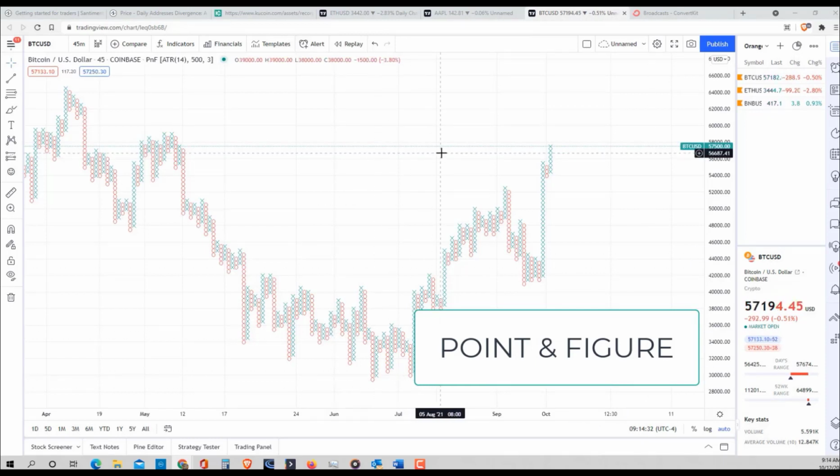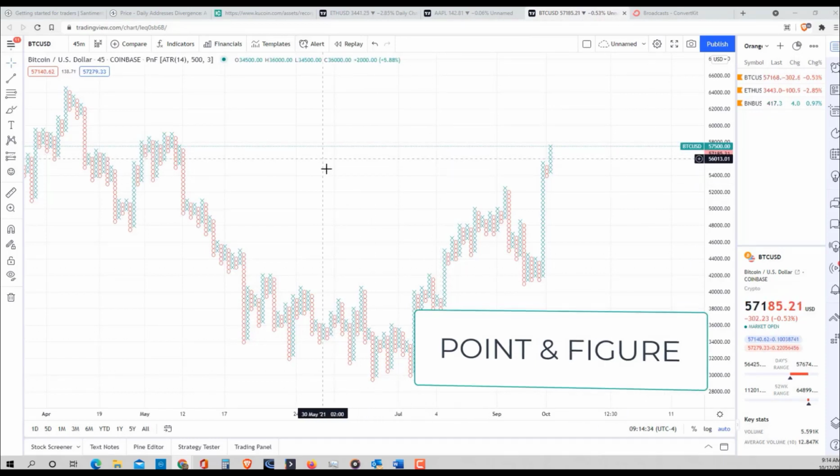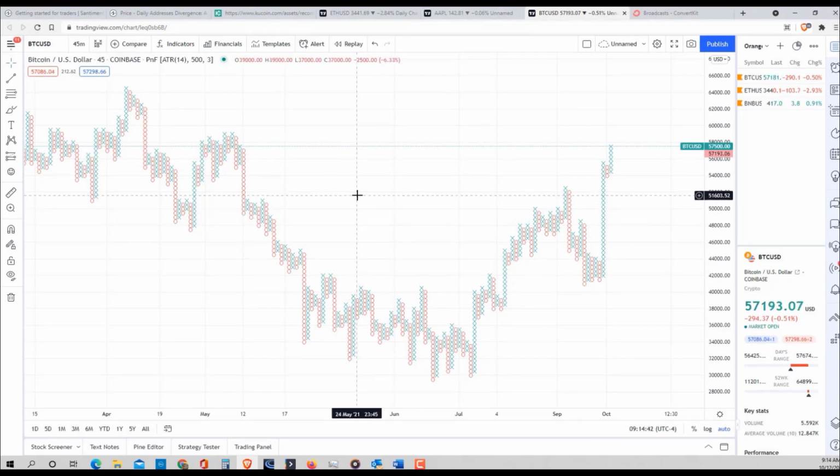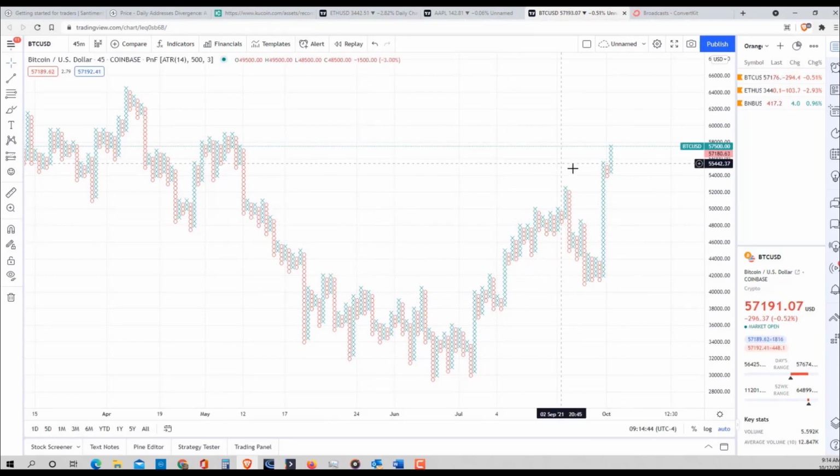The next chart type is called point and figure. And on Wall Street, when I was working, people didn't understand what it was. So they just pointed and said, go figure, right? This too is similar to the other three, in that you're not using time, but you're using price increments.